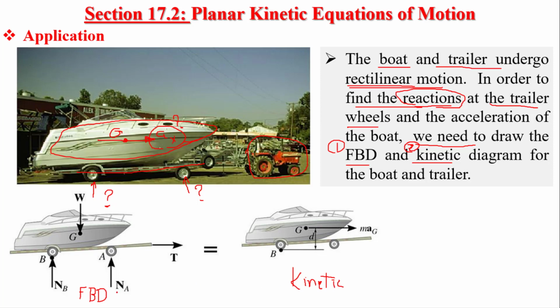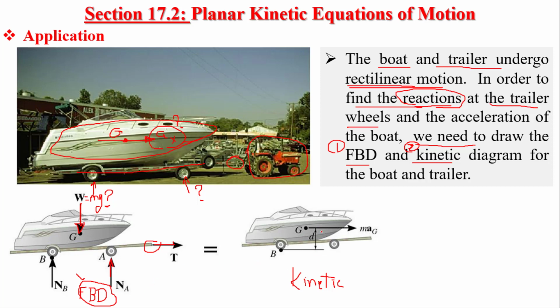What do we have in the free body diagram? All forces, all moments, all reactions. So here we have the normal force or normal reaction at point B, this wheel, per wheel, and here we have another reaction on the front wheel. We have tension from the joint here between the tractor and the boat, and we have of course the weight of the boat due to its mass. This weight is equal to mass multiplied by g. By drawing those forces, we can draw the free body diagram.